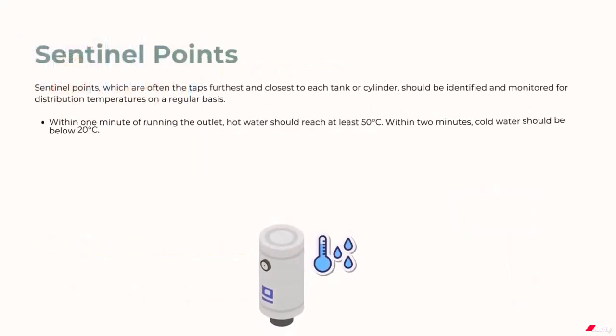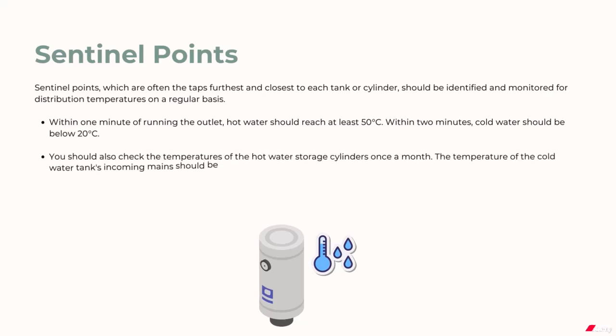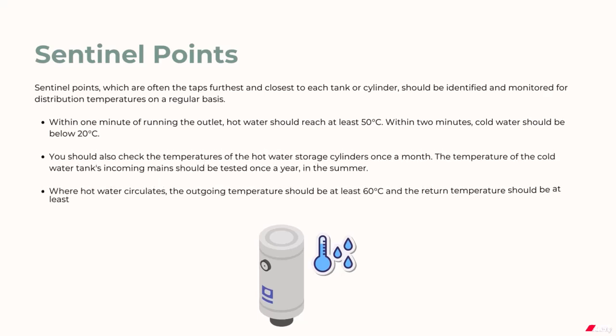Sentinel points. Sentinel points, which are often the taps furthest and closest to each tank or cylinder, should be identified and monitored for distribution temperatures on a regular basis. Within 1 minute of running the outlet, hot water should reach at least 50 degrees Celsius. Within 2 minutes, cold water should be below 20 degrees Celsius.